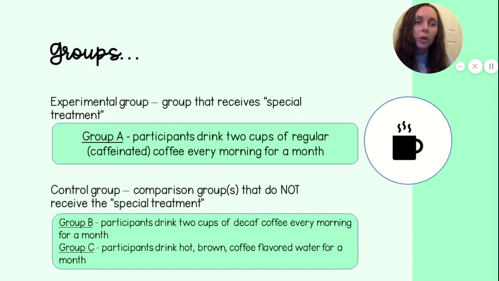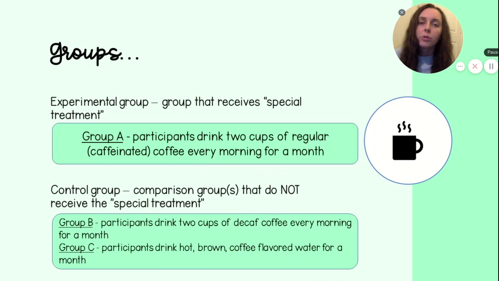And then you have the control group. You can't just give them no caffeine, because then they're going to know that they're the group with no caffeine. So you have to give them something that tastes like caffeine or looks like caffeine, so they don't realize that they're in the control group. So you can give one group 2 cups of decaf coffee, or you could even go with a group that drinks hot brown coffee flavored water for a month.